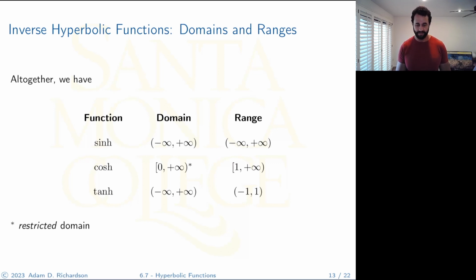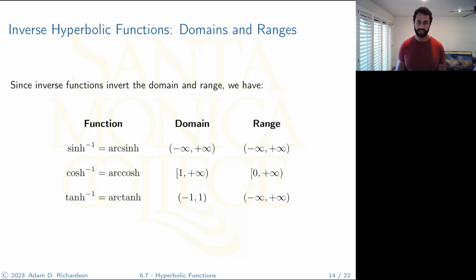Now, since we're talking about inverse hyperbolic functions, and inverse functions switch the domain and the range, they invert the domain and the range, we get this. So inverse hyperbolic sine, domain and range switched, can't tell in this case, or in this case. Inverse hyperbolic cosine, domain and range are switched. Inverse hyperbolic tangent, domain and range are switched, and that's what you got right there. So you've got arc sinh, arc cosh, and arc tanh.